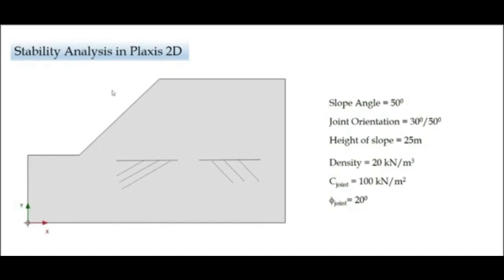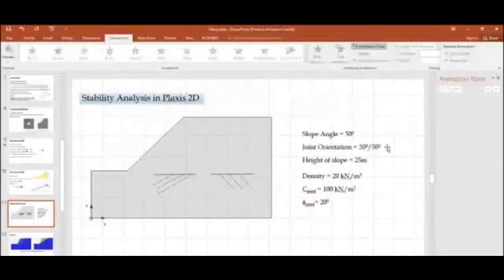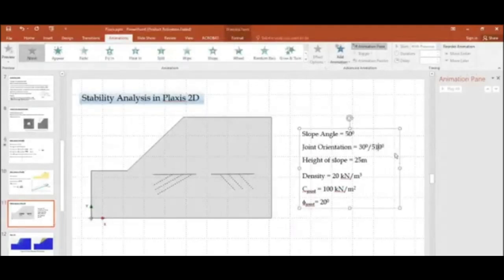The height of the slope which has been considered is 25 meters. The density of the material is 20 kilonewton per meter cube. We are assuming that the cohesion along the stratification planes is 100 kilonewton per meter square, and the friction angle of the joint or the stratification plane is 20 degrees. I'll just make a correction over here if this is shared. So 120 degrees is the second case.